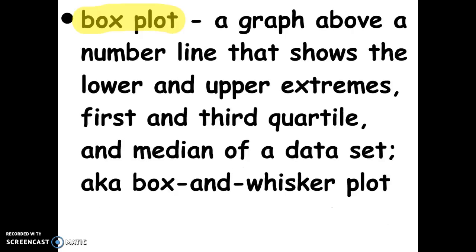A box plot is a graph above a number line that shows the lower and upper extremes, first and third quartile, and the median of a data set. It is also known as a box and whisker plot.